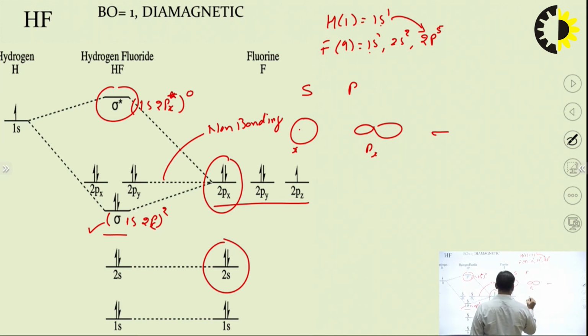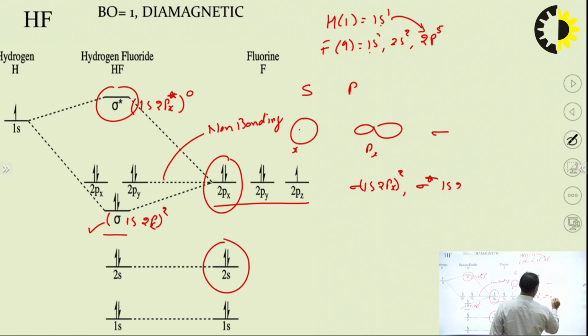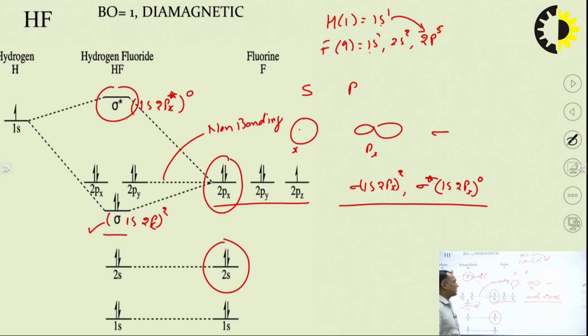Its configuration, the HF molecular orbital configuration, is sigma 1s 2px 2, sigma star 1s 2px 0. So, this is the molecular orbital configuration of HF.